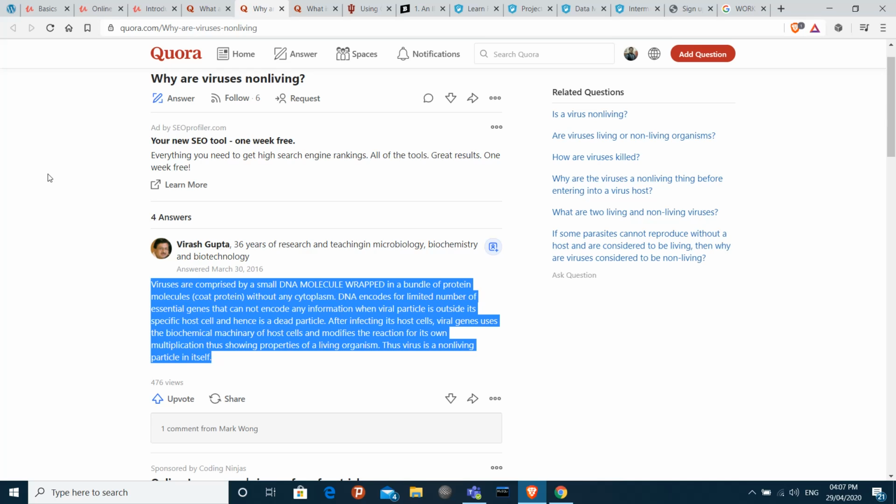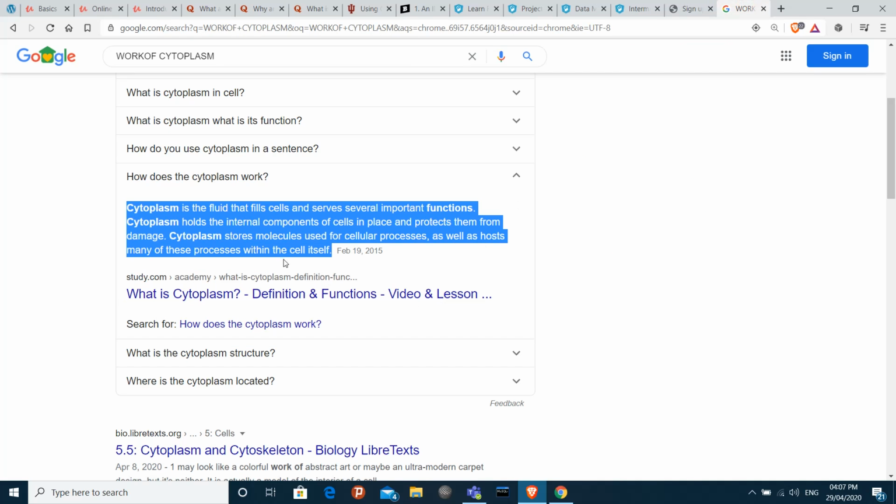Viruses are comprised of a small DNA molecule wrapped in a bundle of protein molecules without any cytoplasm. What is the work of cytoplasm? Cytoplasm is the fluid that fills cells and serves several important functions. It is a fluid that gives energy to cells and does many important functions. It holds the internal components in a cell in place and protects them from damage. It stores molecules used for cellular processes as well as hosts many of these processes within the cell itself.